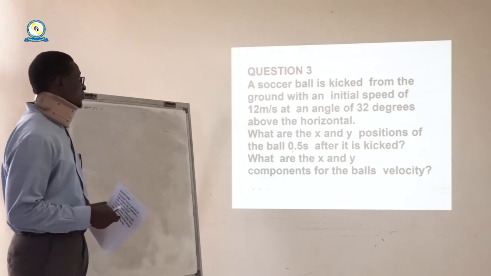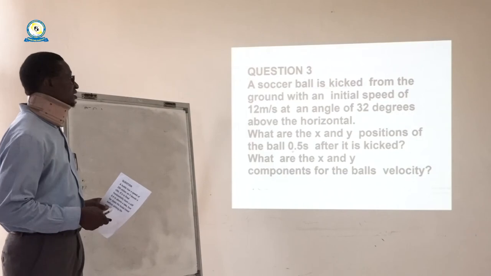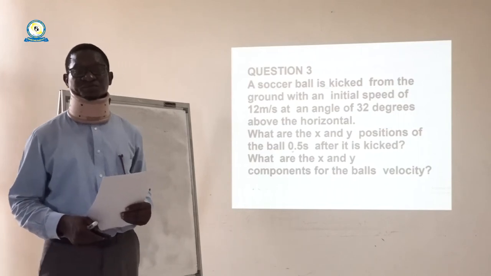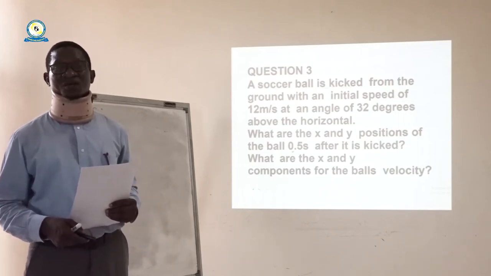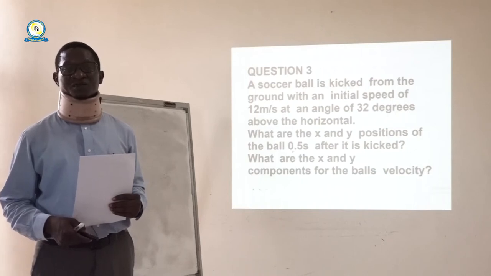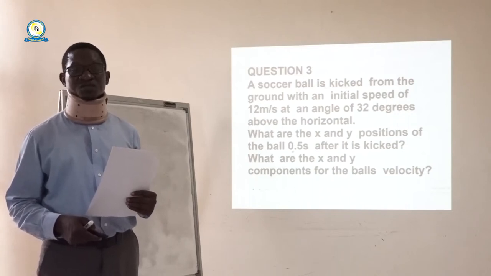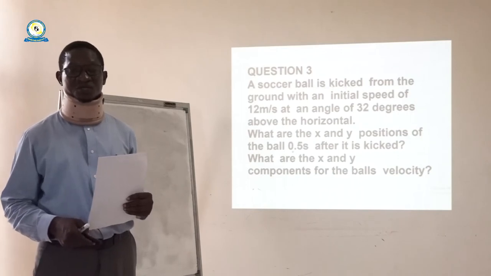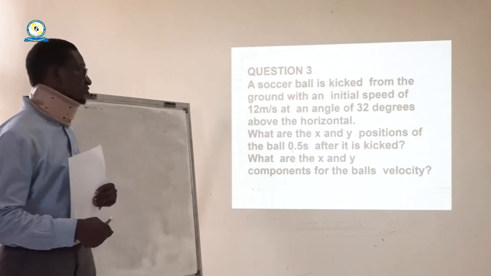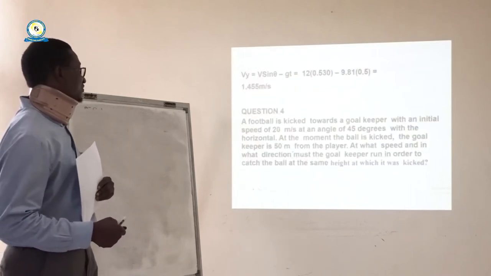A soccer ball is kicked from the ground with an initial speed of 12 meters per second at an angle of 32 degrees above the horizontal. What are the x and y components of the ball's position at 0.5 seconds after it is kicked? What are the x and y components of the ball's velocity? So this one has got a solution. So this one you can solve, you can follow yourself also. It's quite straightforward.